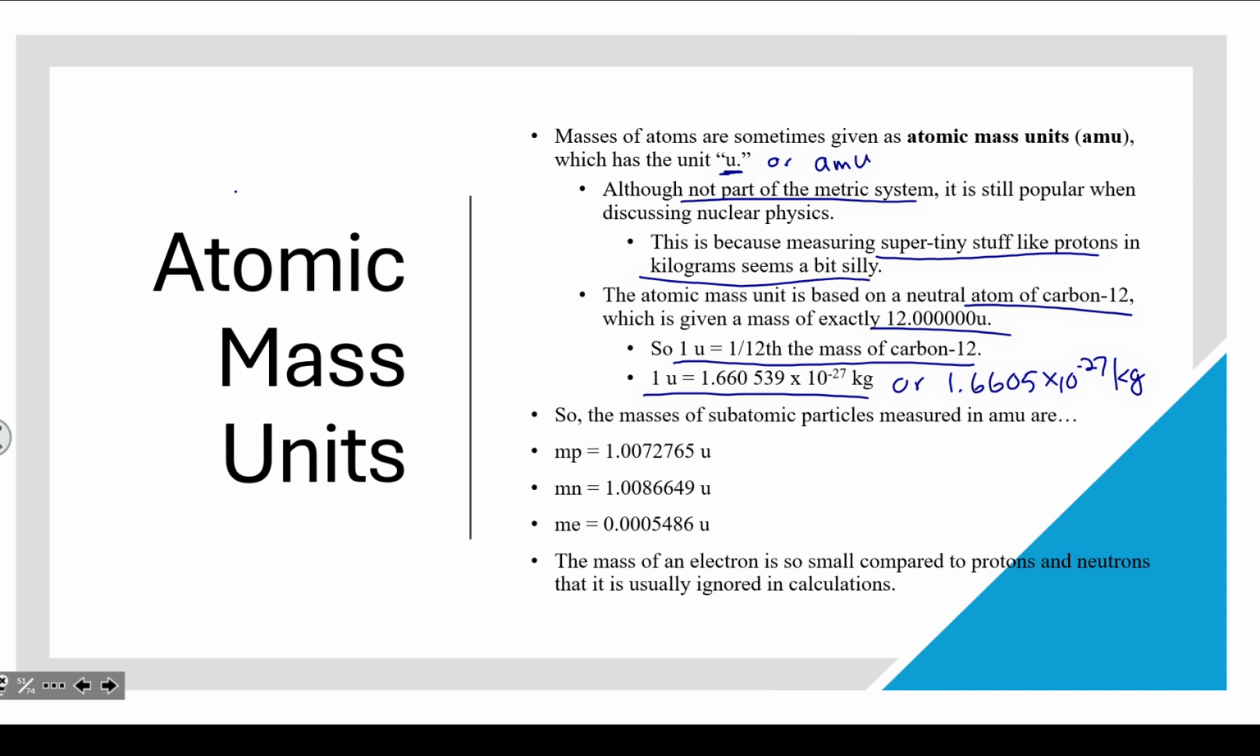What is on there, in both atomic mass units and kilograms, are the masses of these subatomic particles, including protons, neutrons, and electrons. And if you heard that bell, I do apologize. The mass of the electron is really, really tiny. It is less than 1/1000 of the mass of a neutron or proton, so we usually just ignore it in calculations. So we're not going to worry too much about that.